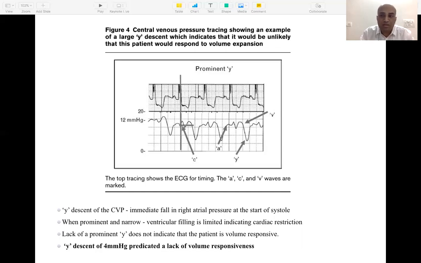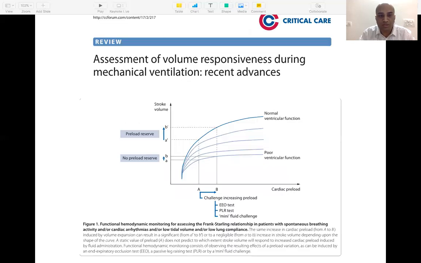So my point, or the message I want to give, is that whatever modality you have, you need to utilize it to its maximum. Even the central venous pressure, which is so-called not a good marker or not a good indicator of volume status, can be utilized to its maximum to assess the volume status of the patient.